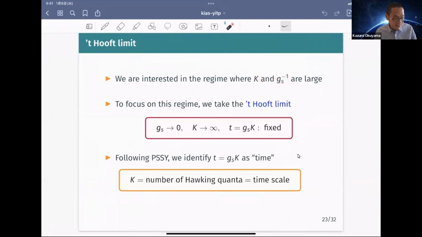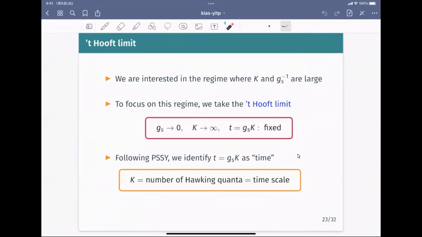I see. Of course, how to compute the higher genus correction is a very interesting question. But we don't know the answer. We don't know how to compute. Okay. Thank you very much. Is there any other question? Can I ask a question?